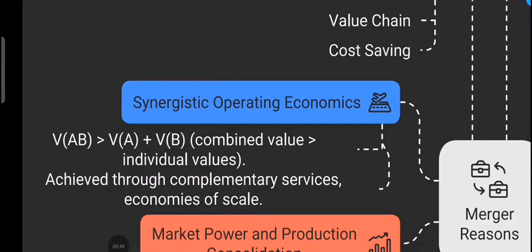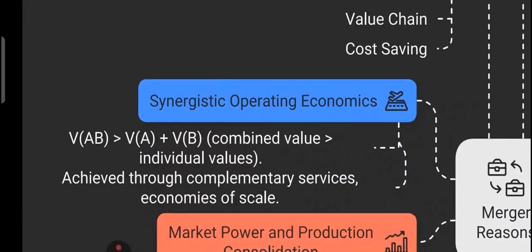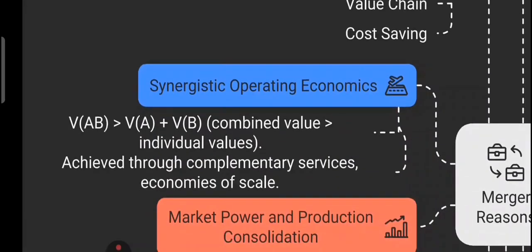So synergistic operating economy, try to understand what it means. The concept of synergistic operating economy is key, where the combined entity is more valuable than the sum of its parts. That is what is represented by VAB greater than VA plus VB, which means combined value is larger than the individual value. Combined entity is more valuable than the sum of its parts.